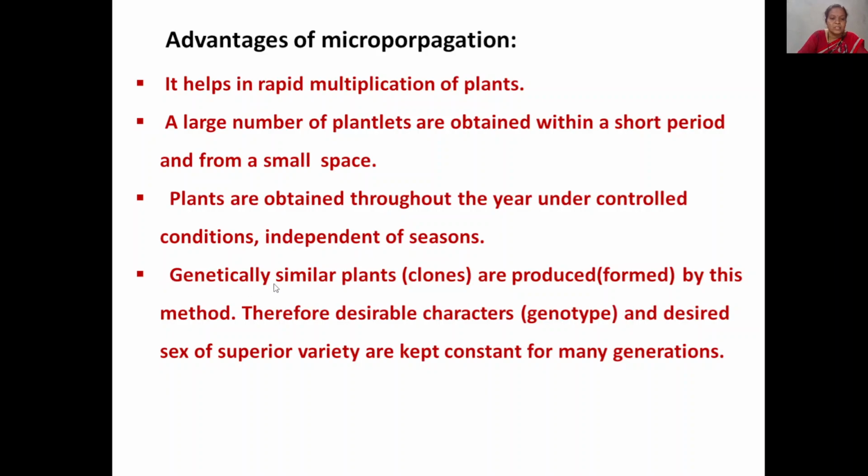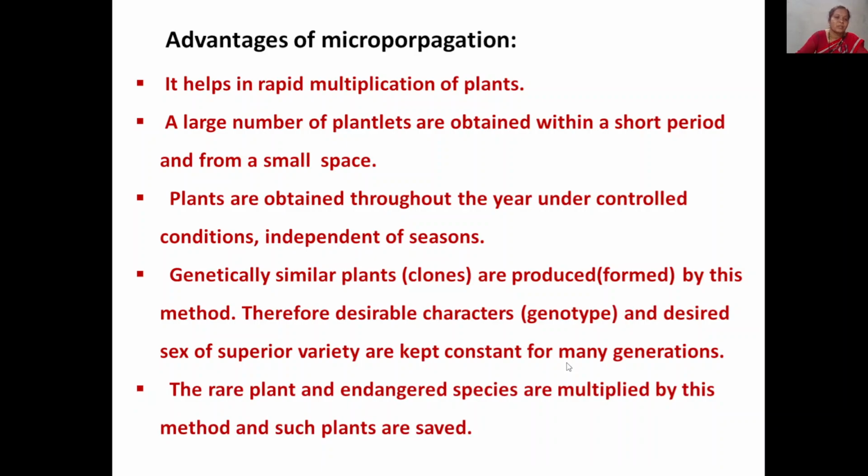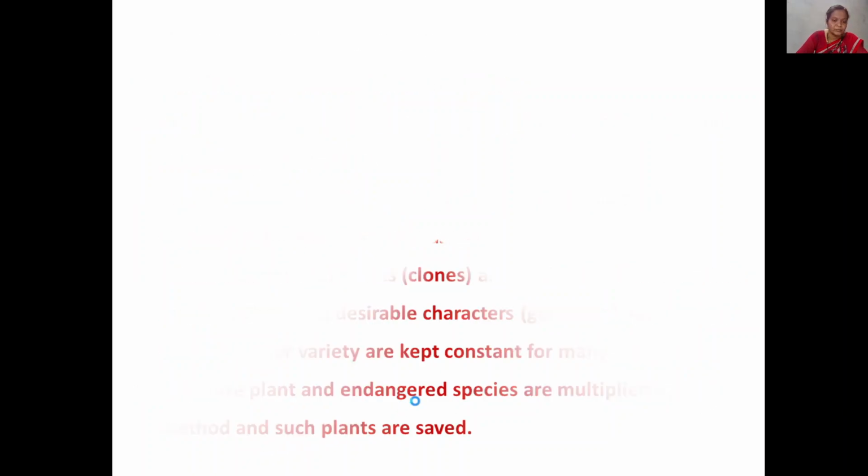Fourth, genetically similar plants, that is the clones, are produced by this method. Therefore, desirable characters, that is the genotype, and desired sex of a superior variety are kept constant for many generations. Next advantage is that rare plants and endangered species are multiplied by this method and such plants are saved. Go to next slide.